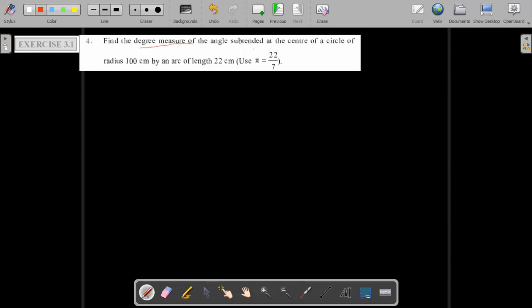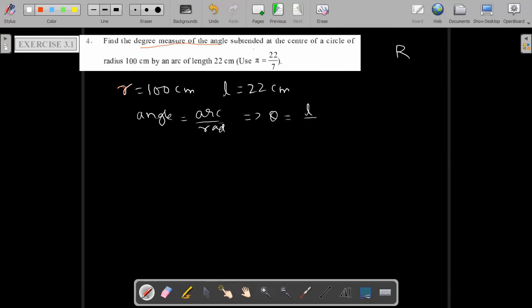See, whenever we have a radius r given, here radius is equal to 100 centimeters, correct? And length of arc L is equal to 22 centimeters. Then remember one thing, angle is equal to arc upon radius. You know that angle is equal to arc upon radius. That means we can say theta is equal to L upon R.